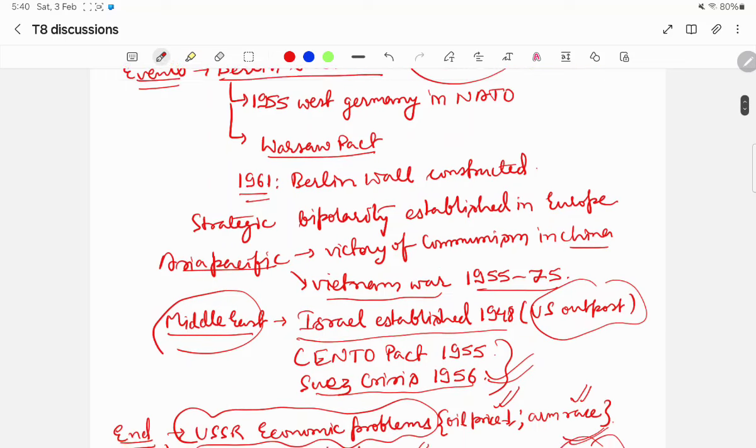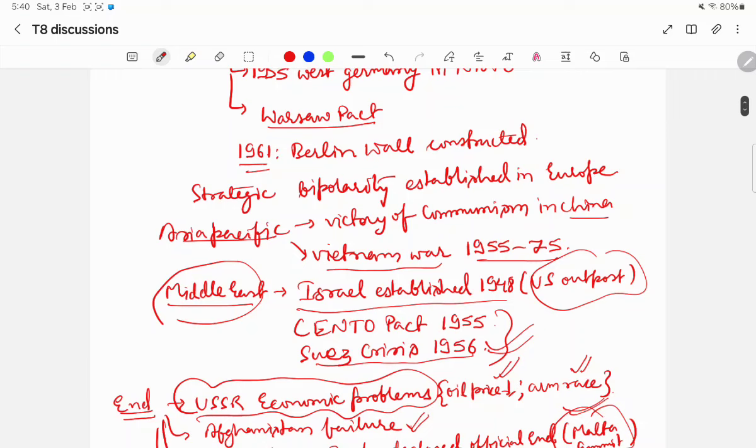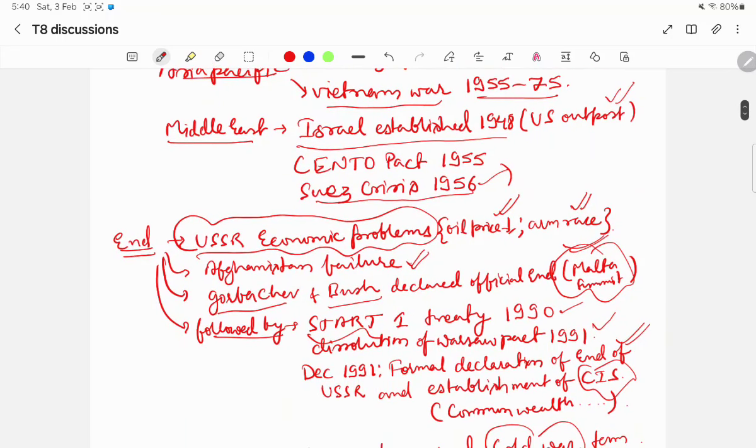Okay, and then there in the Middle East, where Israel was established in 1948, it was like a US outpost, and CENTO and the Suez Canal crisis proved the supremacy of Americans and Soviets. Okay, the Suez crisis ended the hegemony of the British and the end of Pax Britannica. And how did the end of the Cold War happen?